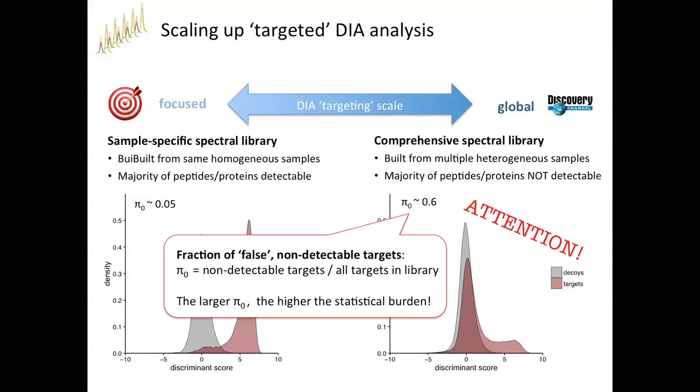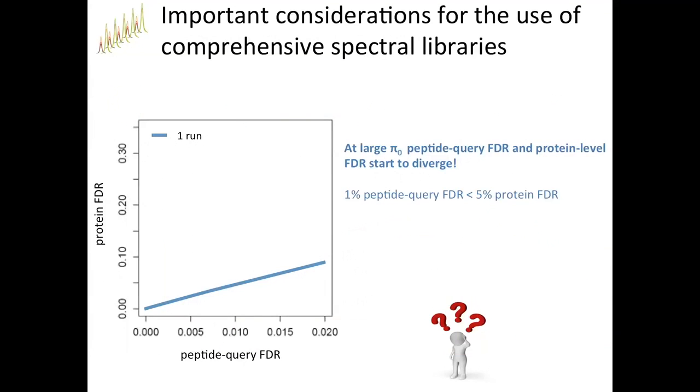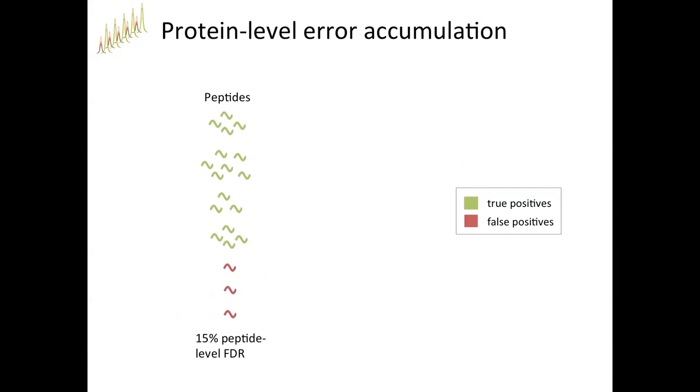So this has several effects. First of all, when you move to large pi zeros, the peptide query FDR and the protein level FDR start to diverge. So if you control the FDR in your data set at 1%, you might end up at 5% protein level FDR. So why is this the case? Here's a simple toy example.